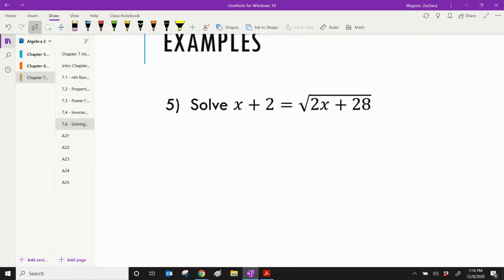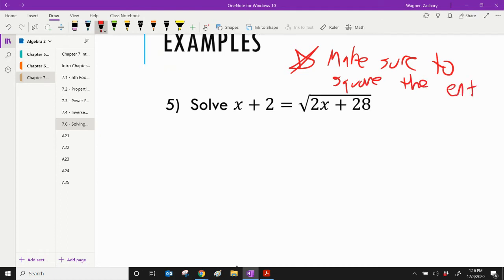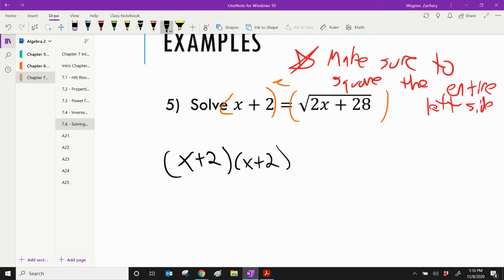Solve here. Now note here, make sure to square the entire left side. Because when you do this, it's ready to be squared. But you get to square the entire left side. What happens here is x plus 2 squared becomes x plus 2 times x plus 2. Don't just square x. Right side equals 2x plus 28, just like that.